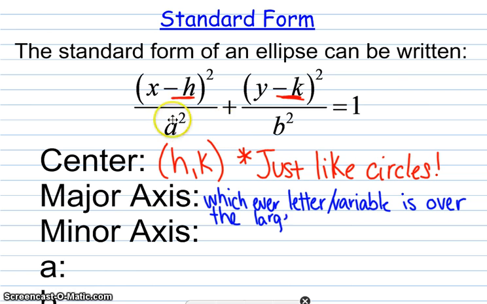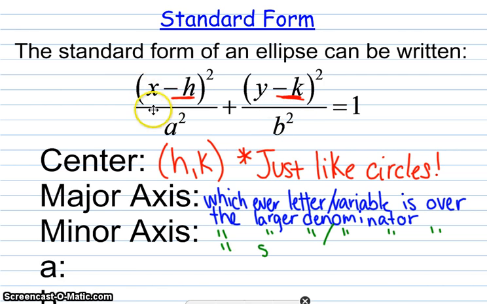Now, whichever one's your major, the opposite's going to be your minor axis. So if a squared is the bigger denominator, that's going to mean y is going to be your minor axis. If b squared is your bigger denominator, that means x is going to be your minor axis.